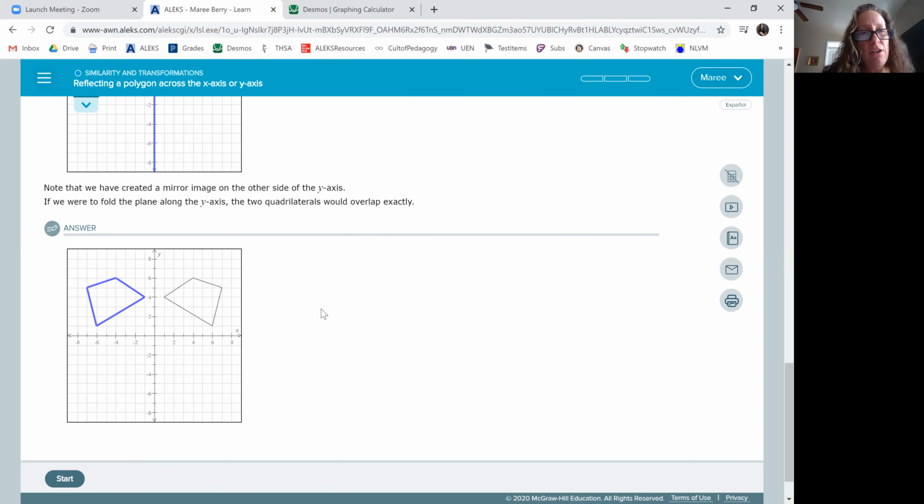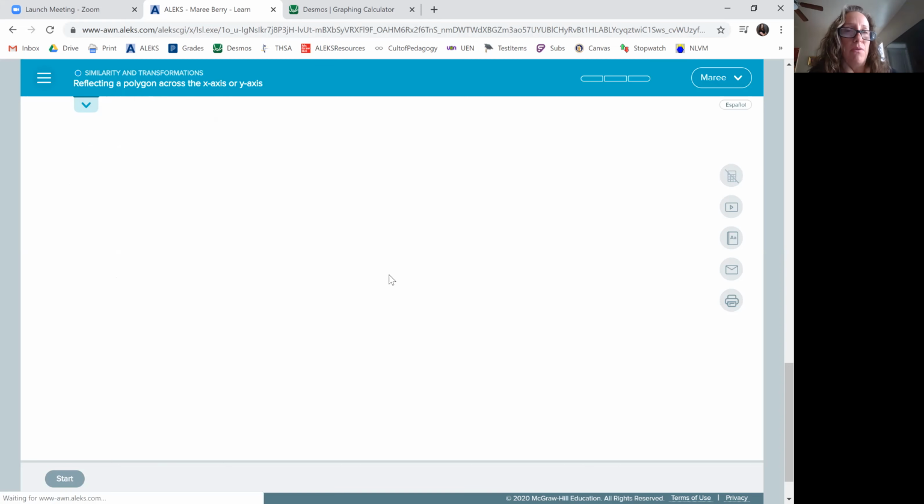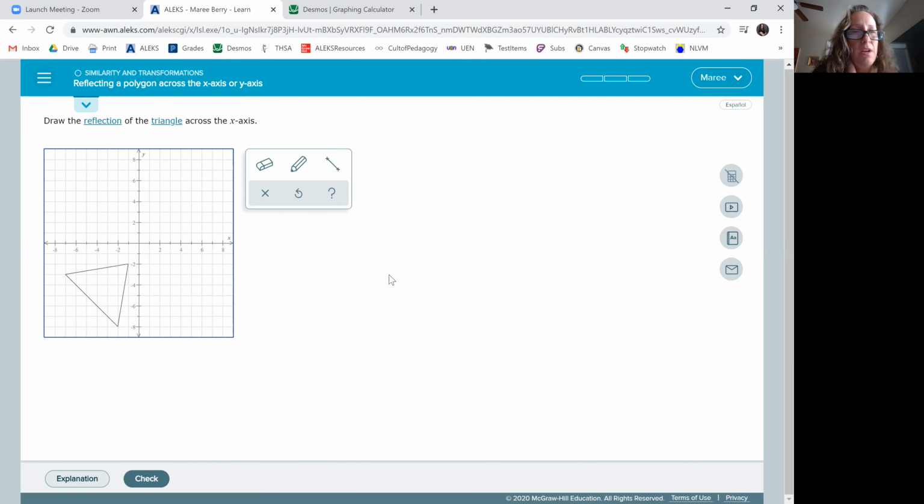Now, if they were having you reflect across the x-axis, we would draw our line across the x and reflect it that way. So maybe we'll have one for an example. We're going to start here, reflecting across the x-axis. Look, this point right here is 2 units from the x-axis. So then you go 2 units up and you draw a point.